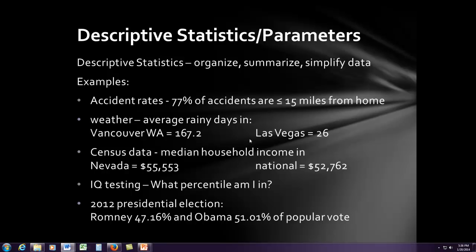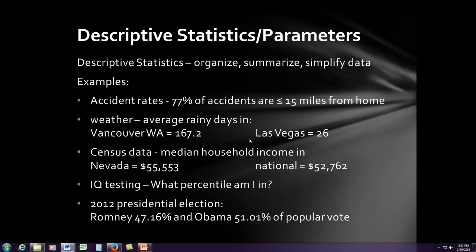Another one would be IQ testing. So determining who is average, or what score is in the 95th percentile, meaning that if you scored in the 95th percentile, then you scored better than 95% of other test takers. Now that would be considered the average of IQ. That would be considered a parameter, because typically those averages come from the entire population of test takers.